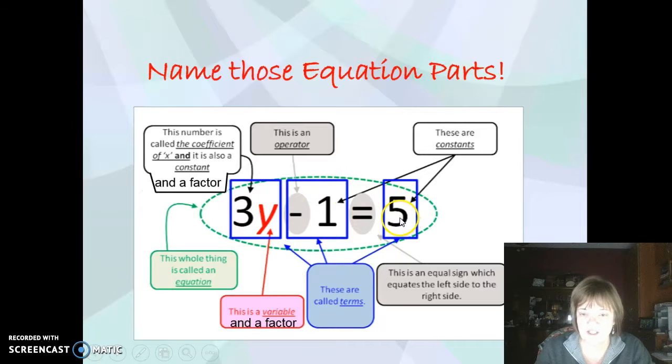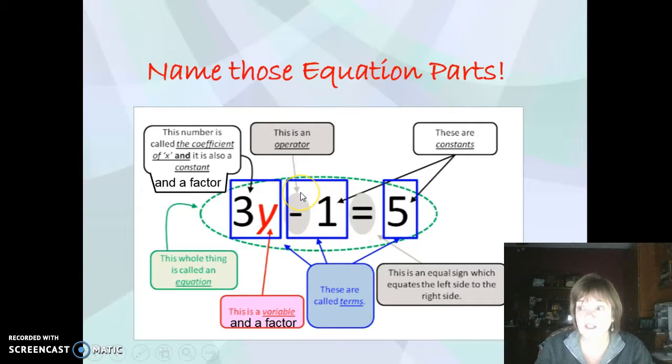These are also constants, as you know. There's an equal sign. Here's our operator, which happens to be subtraction. Here's our variable, the letter y, and it's also called a factor. And over here, the 3 and the y are both called factors. You can see I added that to this little thing because they multiply each other. This whole thing is our equation. Individually, these little guys with the blue boxes are all considered terms.